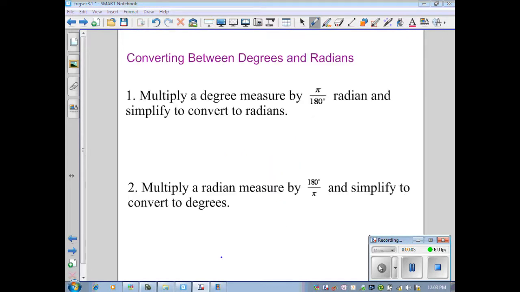Now we know that angles can be measured in radians or degrees, so we need a way of converting from degrees to radians and back again. Here we have two methods. Multiply a degree measure by pi over 180 radian and simplify to convert to radians. If we have a radian measure and want degrees, we multiply by 180 over pi and simplify, converting to degrees.